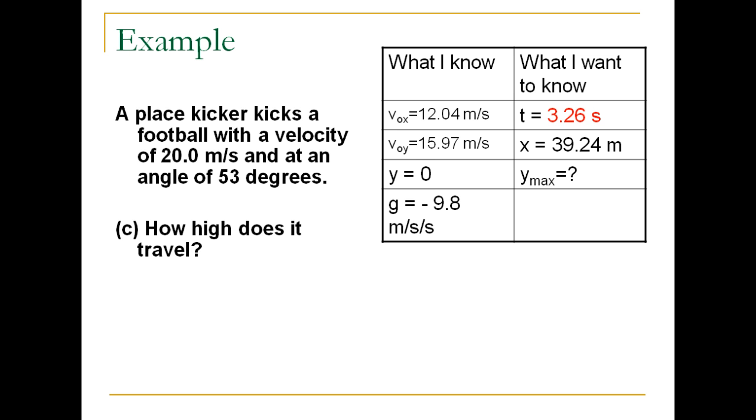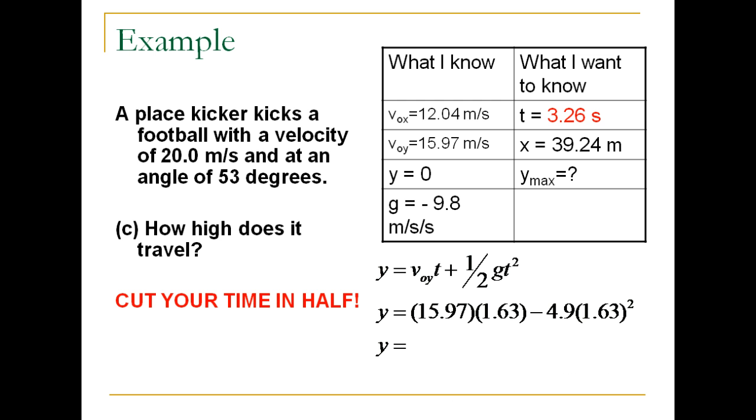Now we want to know how high it's traveled, and that is called max height. The trick to max height is, when does the football reach its maximum height? And that is halfway through the time interval, because the 3.26 seconds is how long it took from when it was kicked until it hit the ground again. So when we do this, we have to make sure that we cut our time component in half. So we still use the same equation.